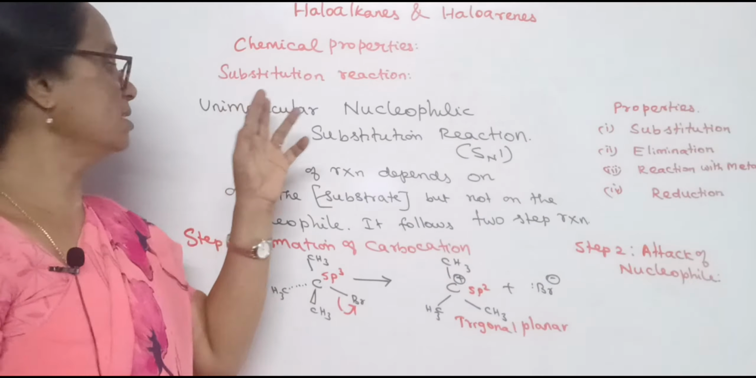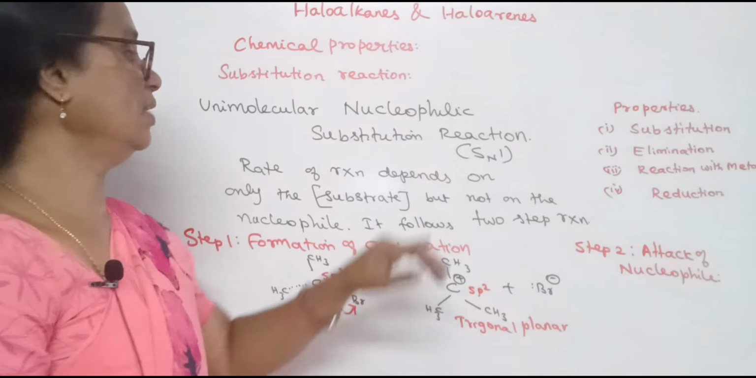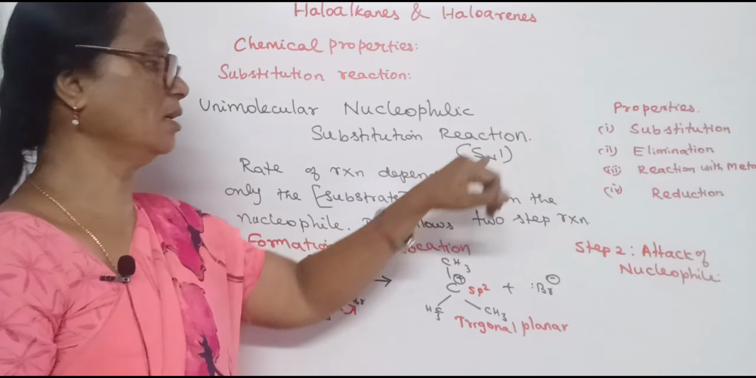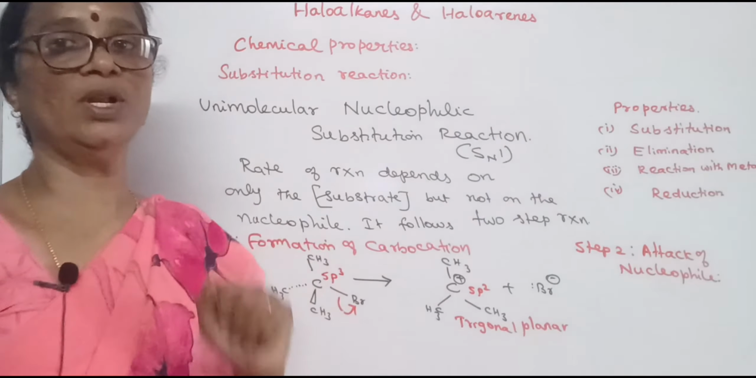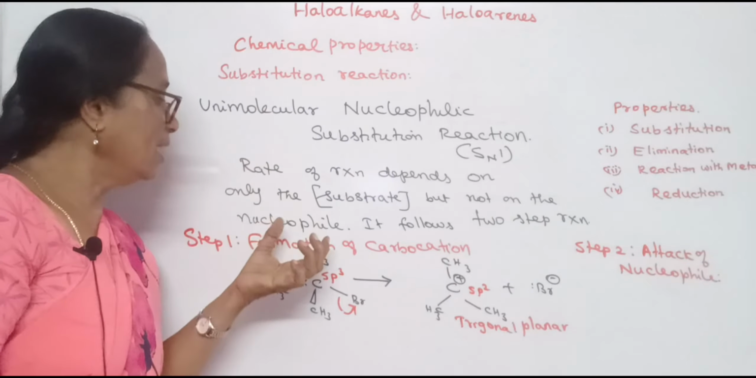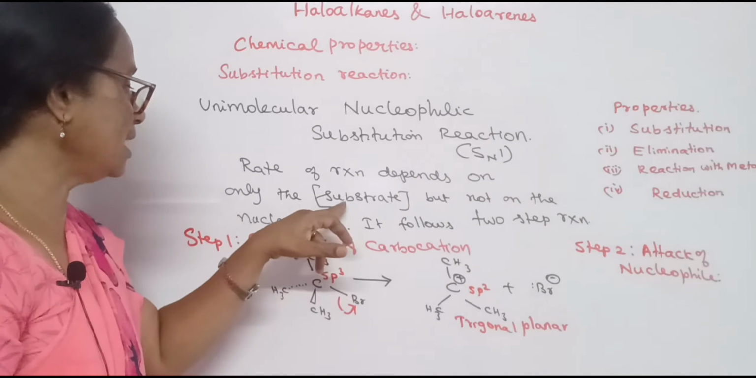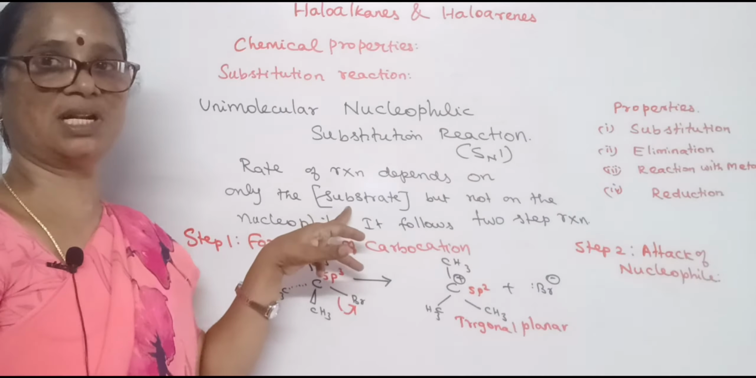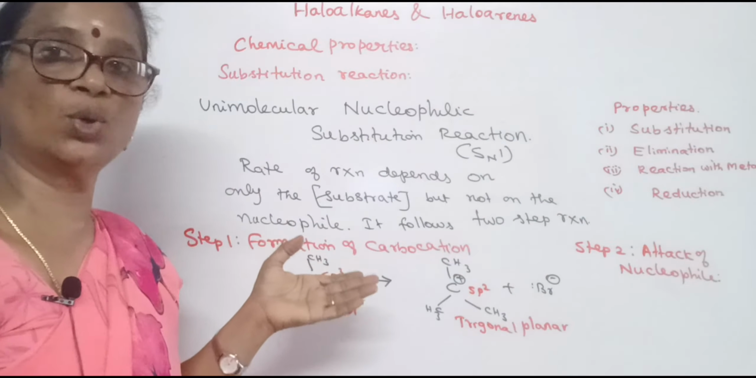The next one is unimolecular nucleophilic substitution reaction. It is given as SN1: S for substitution, N for nucleophilic, and 1 for unimolecular. What do you mean by unimolecular? Here the rate of reaction depends on the concentration of only the substrate. It does not depend on the concentration of the nucleophile.